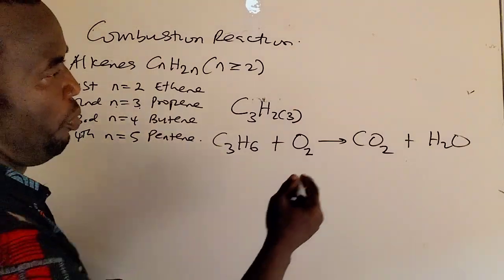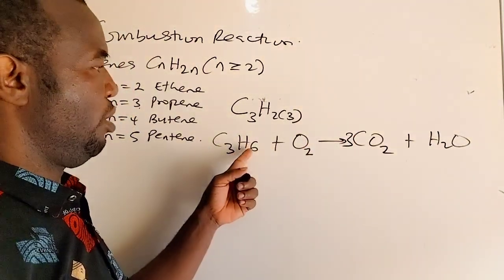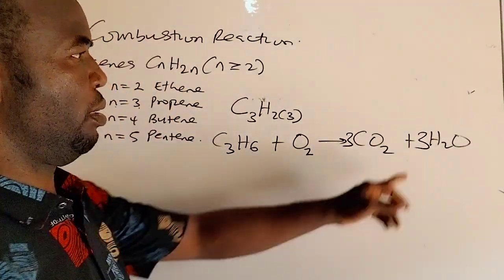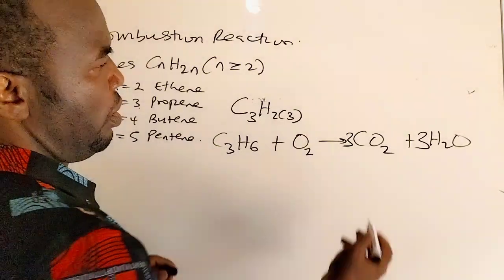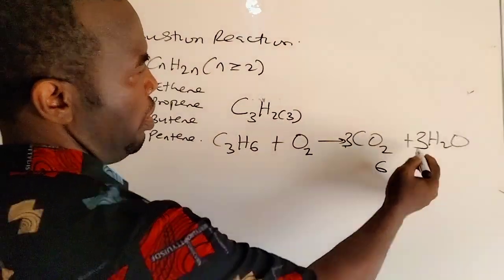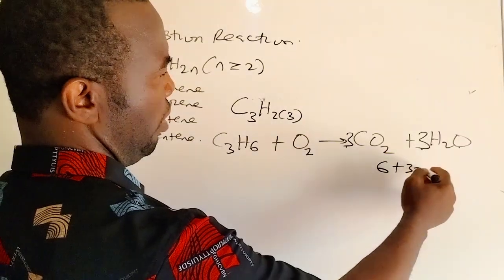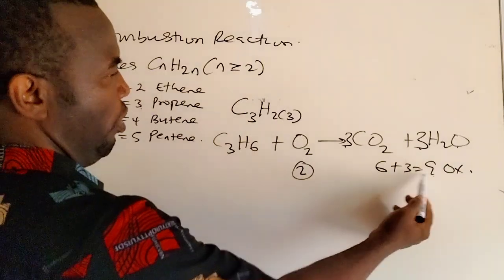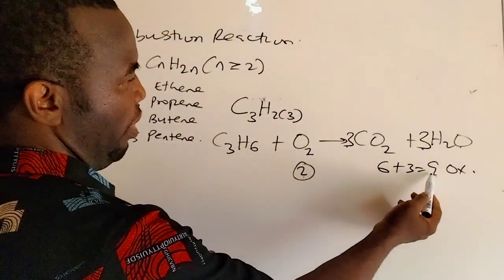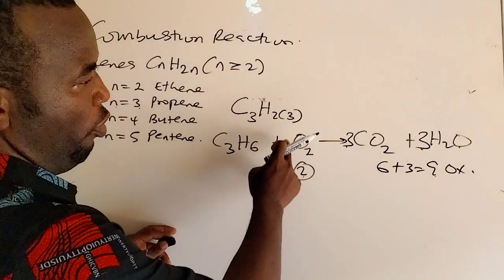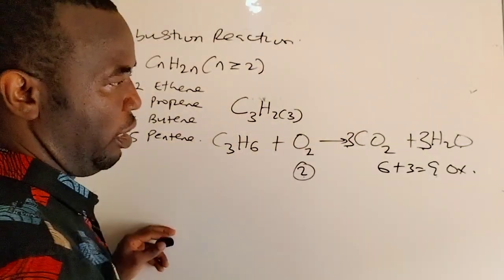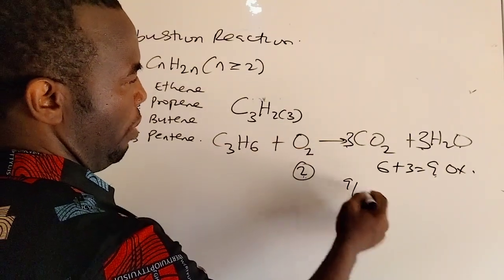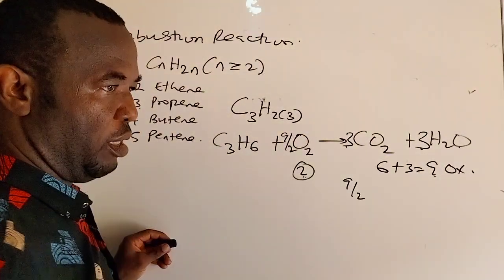Carbon is 3 here, you put 3 in front. Hydrogen is 6, you put 3 in front of water to balance hydrogen. Then going to oxygen, 3 times 2 is 6, and 3 times 1 is 3, that gives you 9 oxygen atoms. But on this side you have O2. 9 is not a multiple of 2, because 2 cannot divide 9 without a remainder. So we divide the bigger number by the smaller value, 9 over 2, and put it here, to make it easy for us.